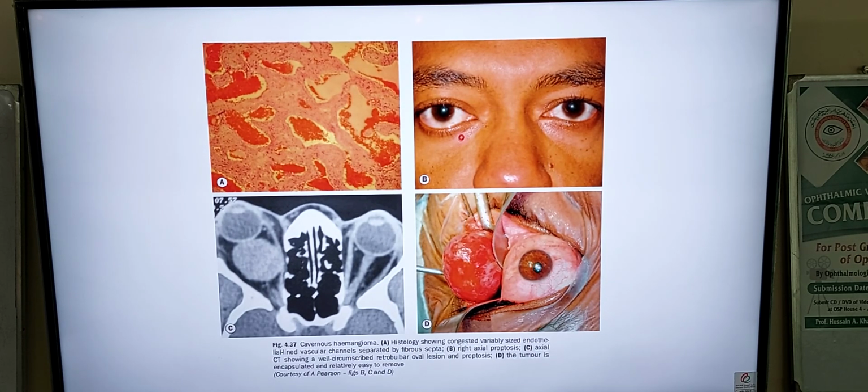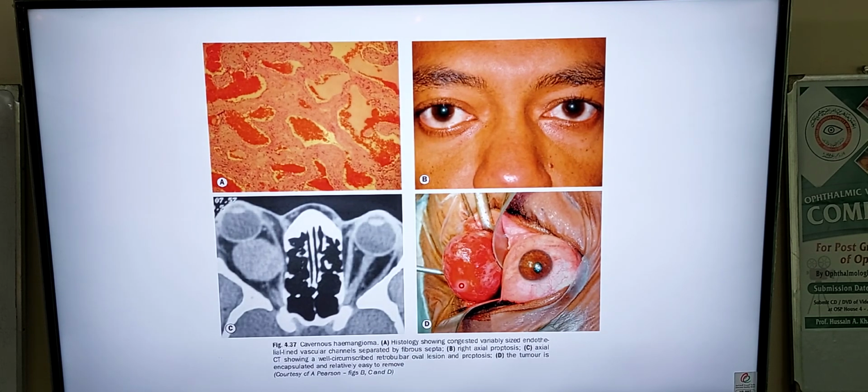This is right axial proptosis. Proptosis की कई causes होती हैं लेकिन and you can see in this CT a large well circumscribed homogeneous mass is present behind the globe. It is well circumscribed because it is usually encapsulated, as you can see in this picture.